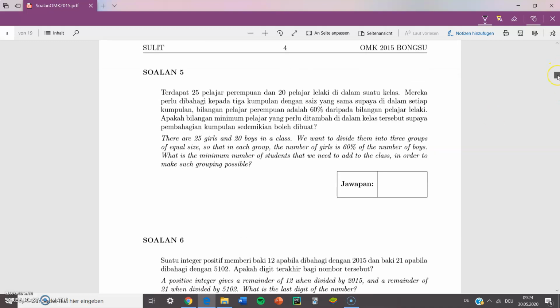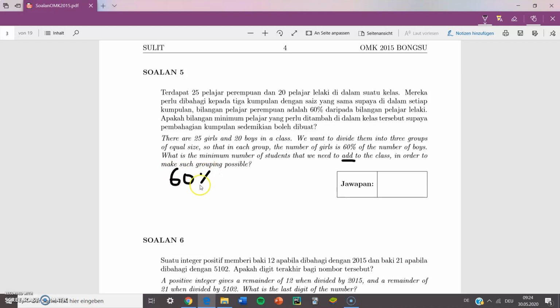Voila. And then for the 5th question, so what do we have here? This is a little bit more complicated. There are 25 girls and 20 boys in a class, and we want to divide them into 3 groups of equal size so that in each group the number of girls is 60% the number of boys. So what is the minimum number of students that we need to add into the class in order to make such grouping possible?